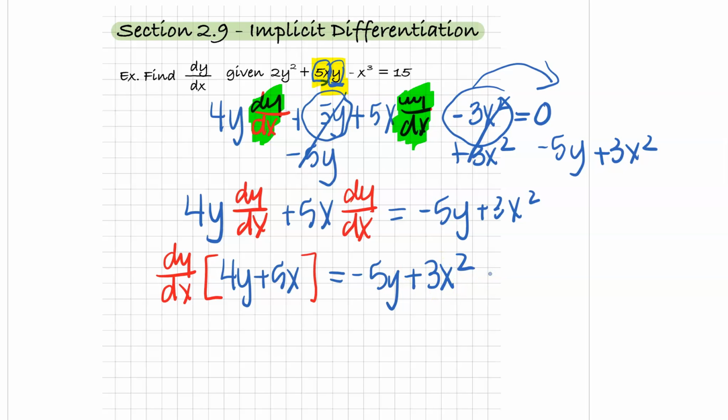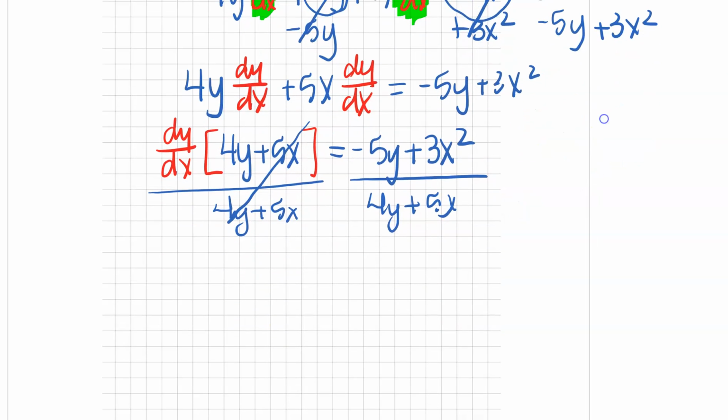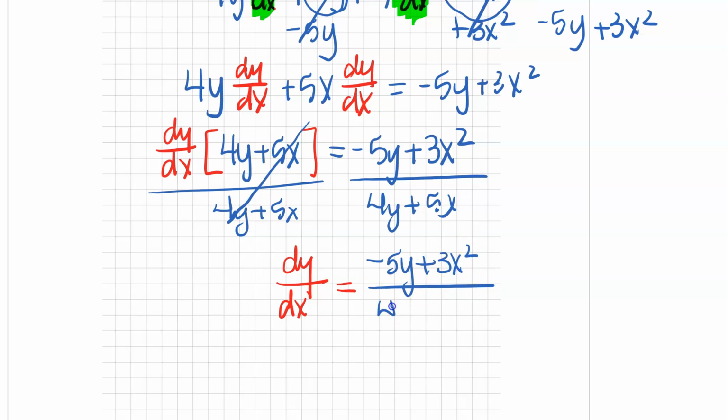Last part, solve for dy/dx. So I'm going to divide by 4y plus 5x. And so I'm left with dy/dx equal to negative 5y plus 3x squared all over 4y plus 5x.